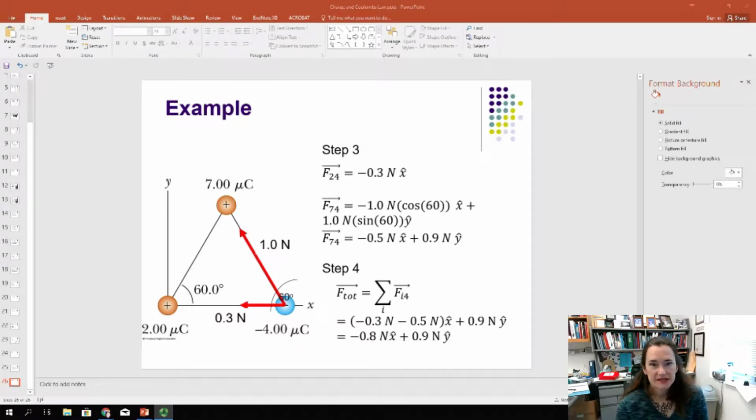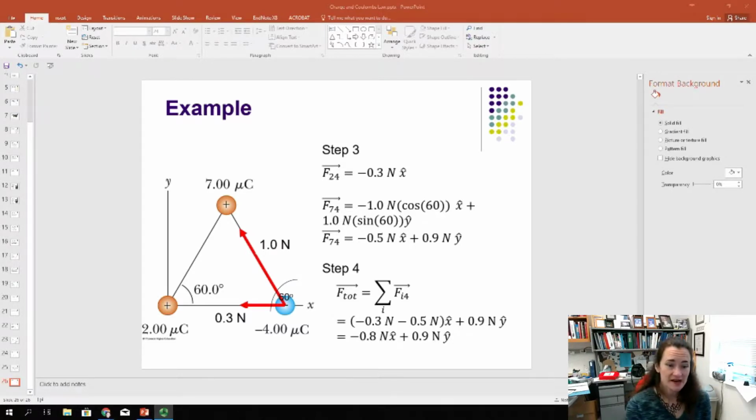Now that I've calculated the magnitudes of my forces, it's time to move on to step 3, which is resolving those magnitudes and putting them in vector notation and putting all the right components together. Okay? So step 3. If you look here at F2,4, it's easier to resolve into components than F7,4.